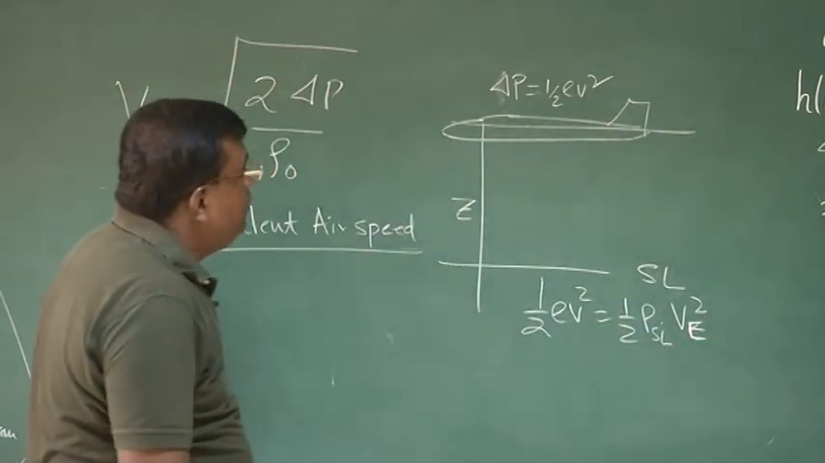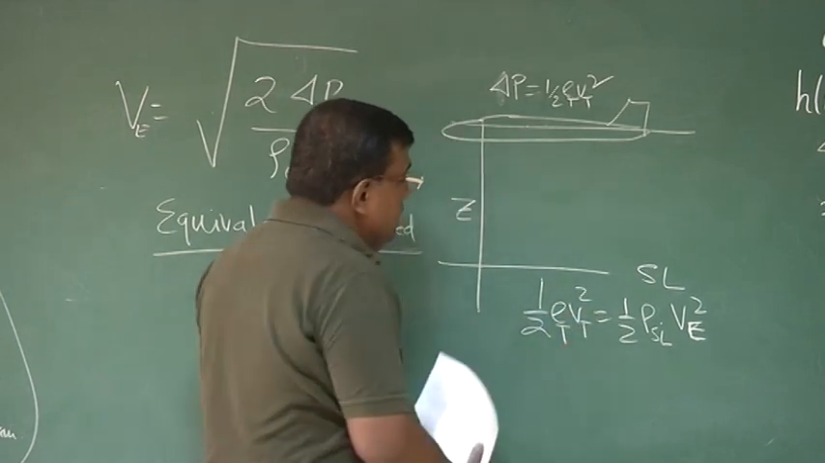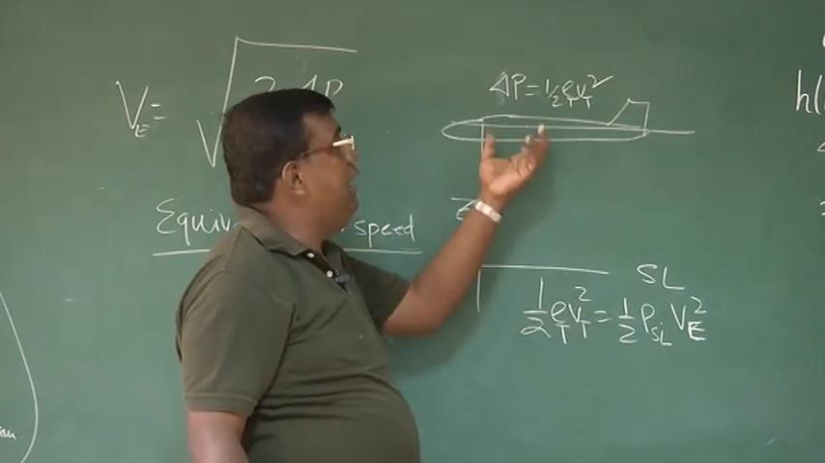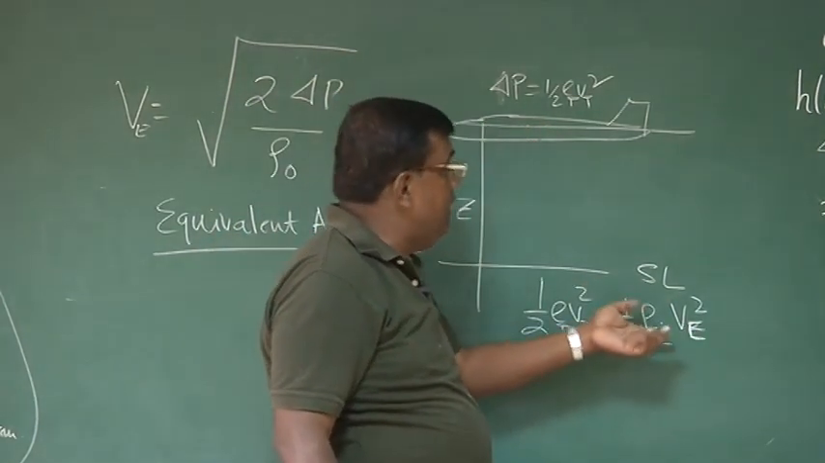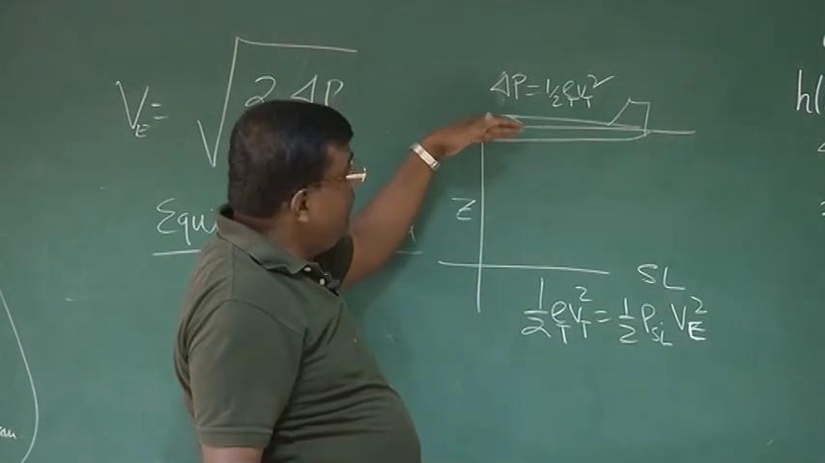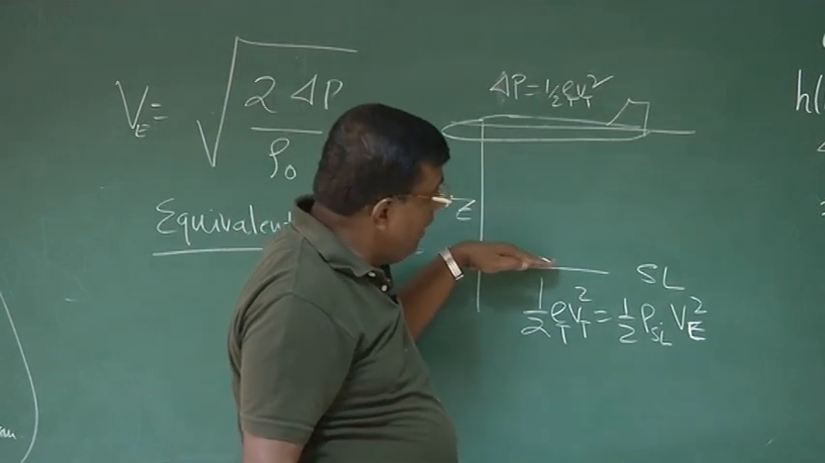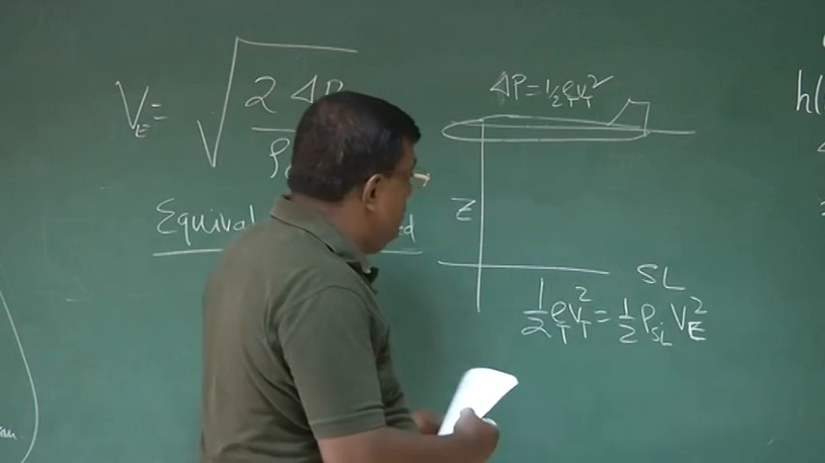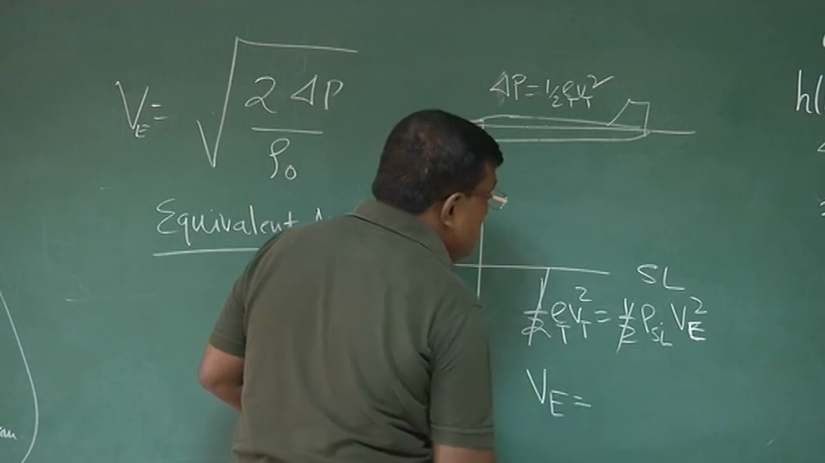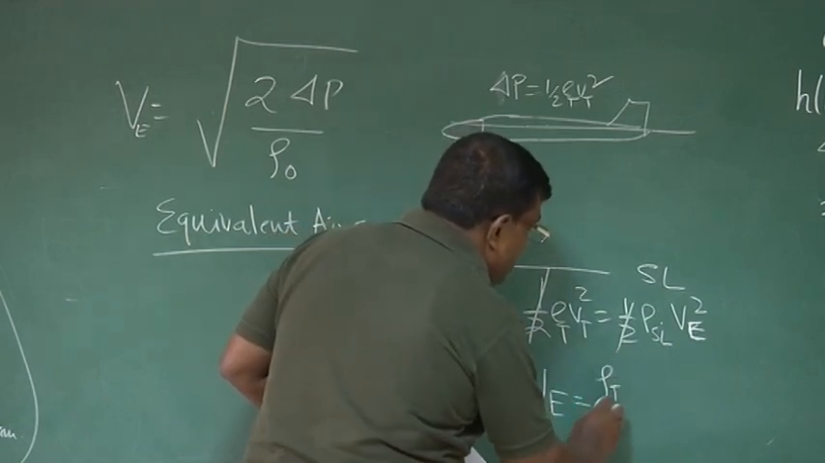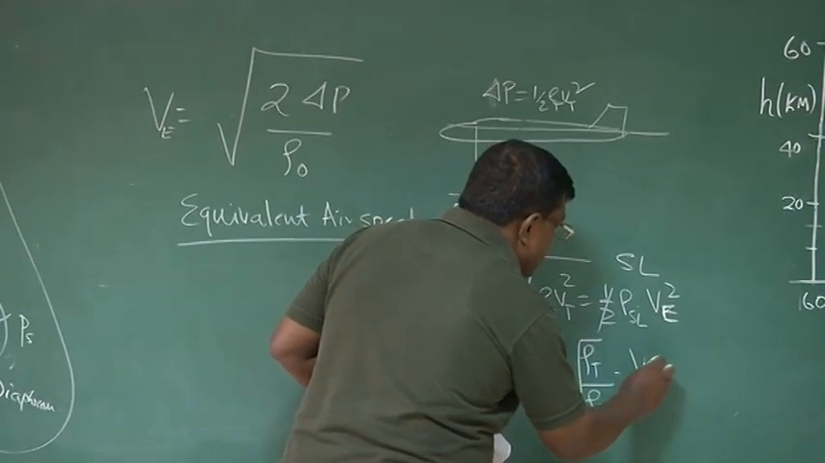Right? So what was this? This was rho true and V true. So I write rho true, V true. This is the actual dynamic pressure which was sensed by the airplane at a given altitude. And when we are defining equivalent airspeed, you ask a question to yourself: to duplicate the same dynamic pressure, if I fly at sea level, what will be the equivalent airspeed? So you can see now, this equivalent airspeed will be, the half cancels, root of rho true by rho sea level, into V true.